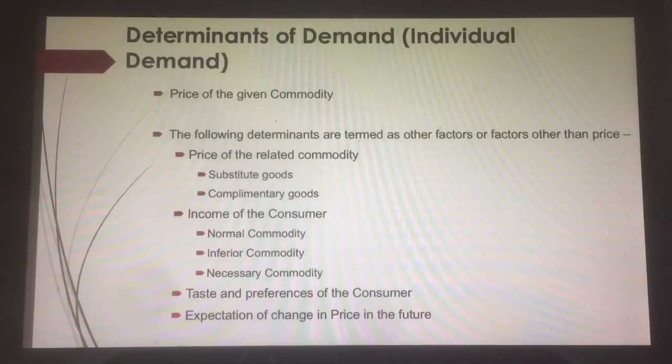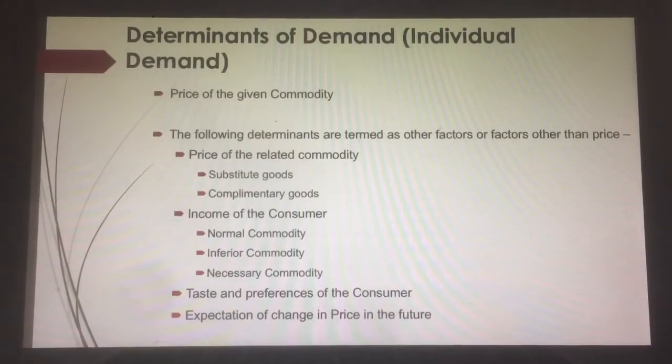The following determinants are termed as other factors, or factors other than price, that influence the demand of the commodity. In that, first is price of the related goods. Demand of the given commodity is also affected by change in the price of the related goods. Related goods are of two types. First is substitute goods and another is complementary goods.